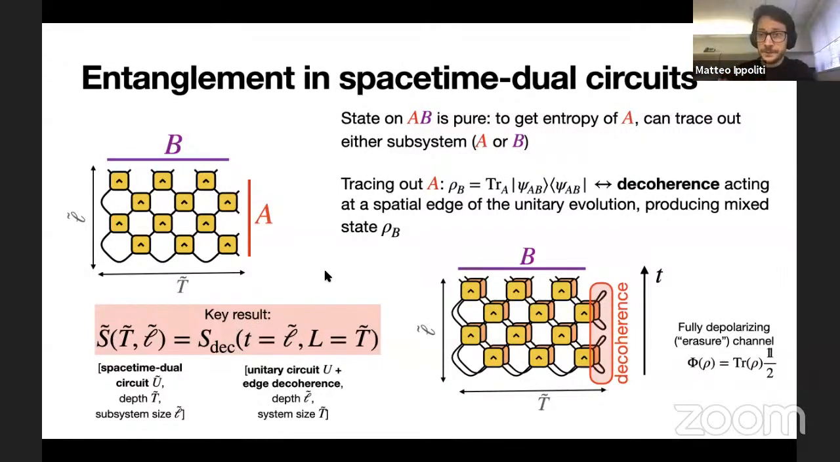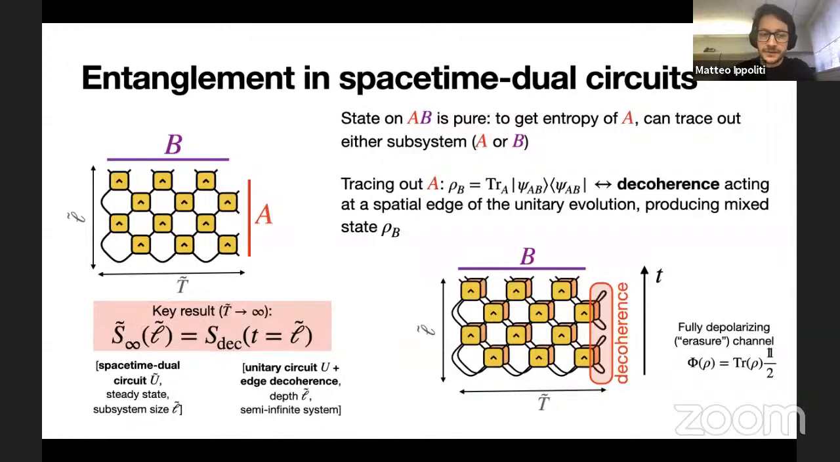So this is the key result. And it simplifies further if you take the limit of t twiddle going to infinity. So you take this slab and send one edge off to infinity. And in that case, we get that the steady state, spatial scaling of steady state entanglement in these non-unitary circuits equals the amount of entropy that you can inject into a semi-infinite chain by decohering its edge as a function of time. That's the right-hand side.